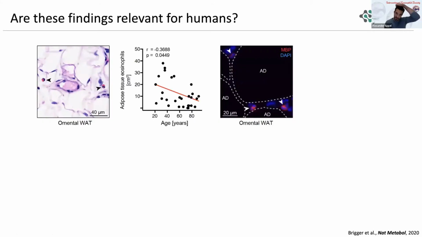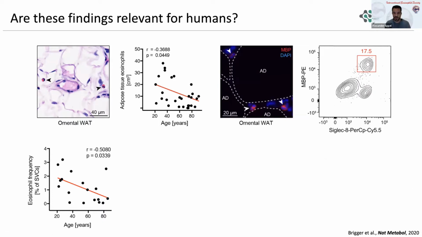Are these findings relevant for humans? Yes, we think so. We have also shown in this study that eosinophils are present in human omental white adipose tissue. We did this by immunohistochemistry. We quantified over different age groups, and also here we see a negative correlation with age. We also did immunofluorescence, where we can nicely show that these eosinophils are in the fat of humans.